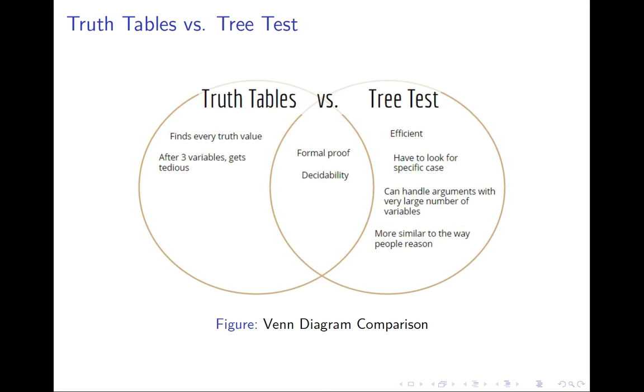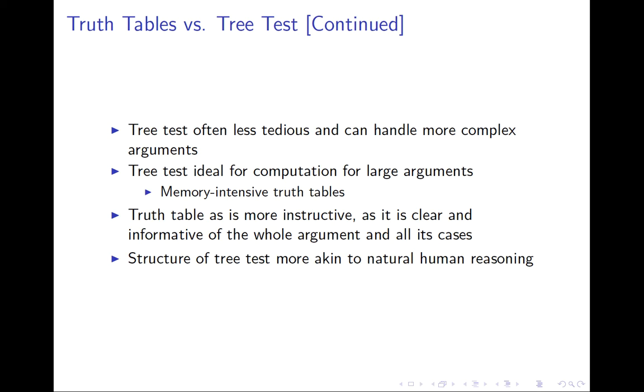Okay, so now to compare the tree test to the other 2 methods of formal proof, the first of which being truth tables. Something similar between these 2 methods of formal proof is that they both have decidability, which means that they both terminate. Something different is that a truth table finds every truth value, and after 3 variables, it does get a little bit tedious, whereas the tree test is a lot more efficient because it looks for a specific case. Also, it can handle arguments with a very large number of variables and is a little bit more similar to the way people reason.